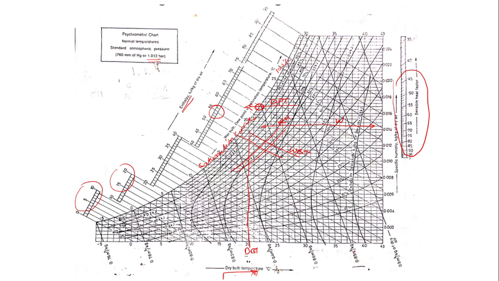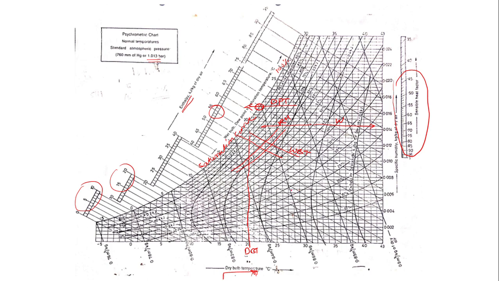Then this is 0.88 meter cube per kg of dry air. This is 0.86, 0.84 and likewise. So these are the specific volume lines over here. These are also very much important to get the volume flow rate. Okay, so this is what the psychrometric chart is.